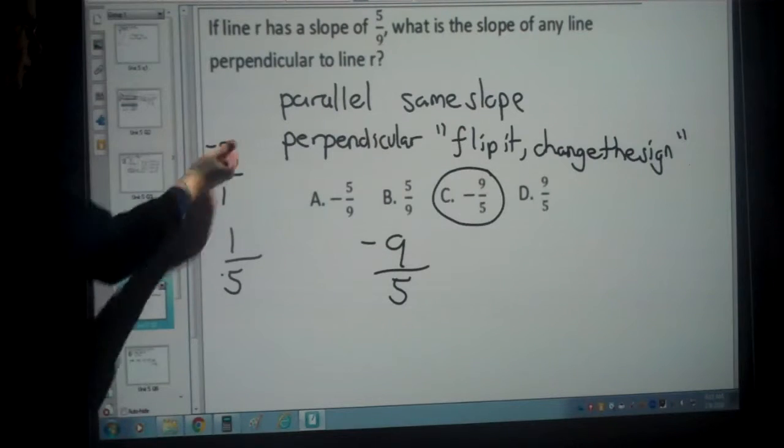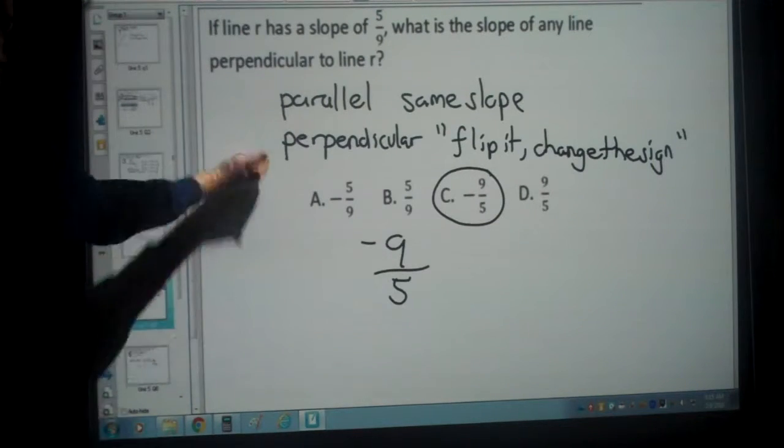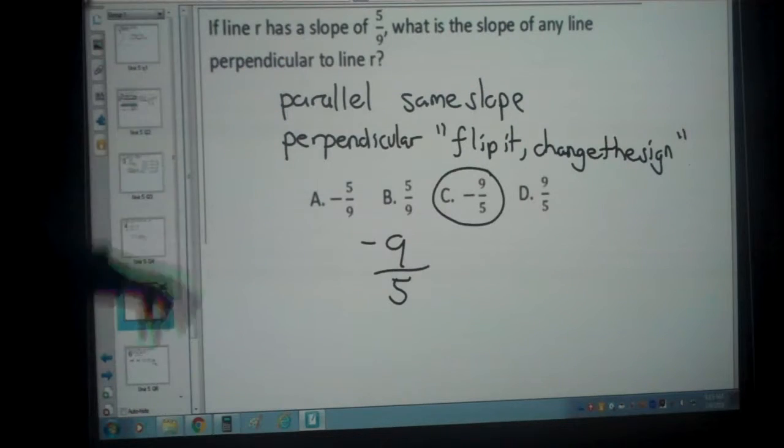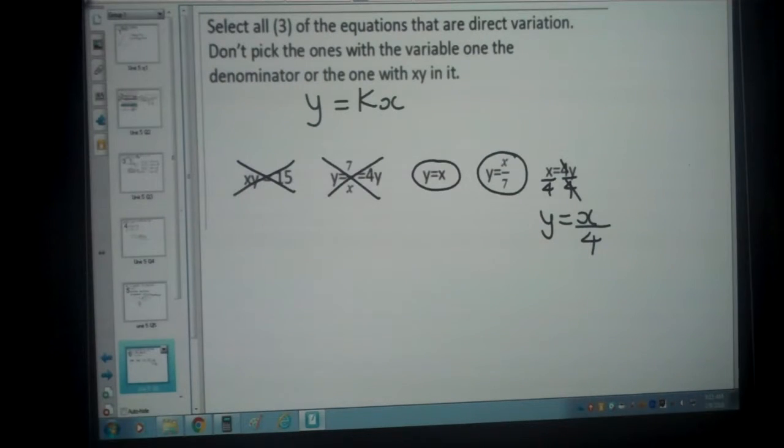So you can cope with if it's a fraction or if it's just a single number. And actually it's easier when it's a fraction because you can flip it automatically. But be careful on that word perpendicular. With both of these words beginning with P, make sure you choose the correct option. So parallel, same slope; perpendicular, flip it and change the sign.